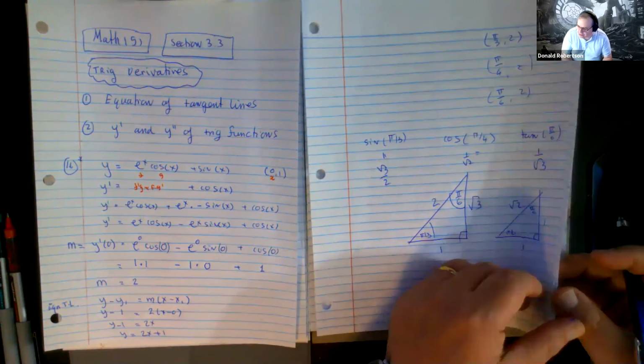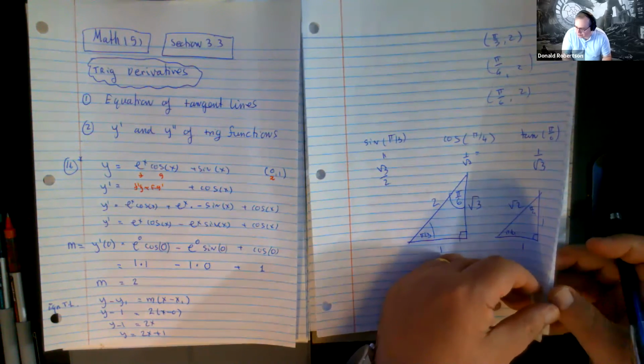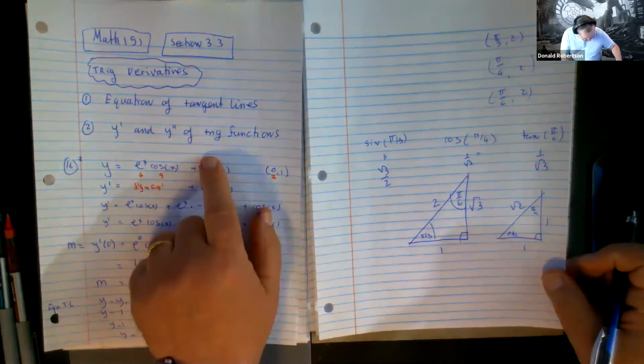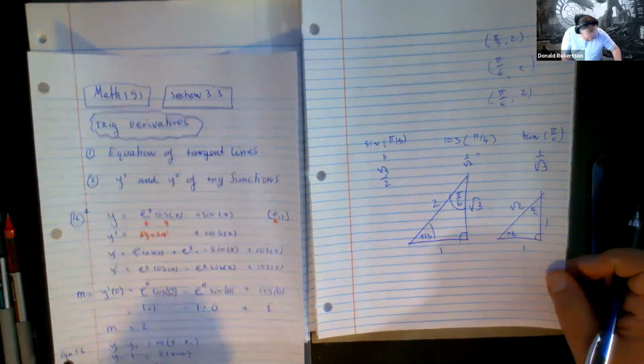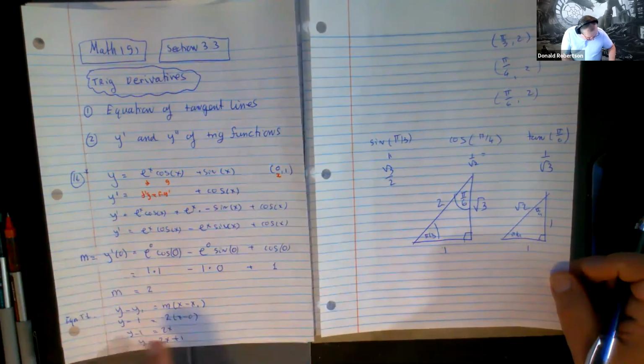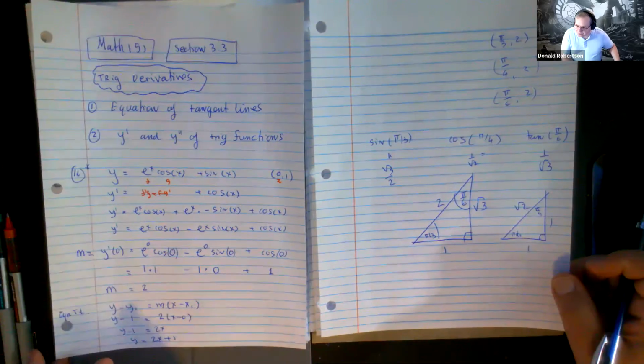Are we good with the equation of the tangent line process? Because we've done it in other circumstances. So I'm not really changing the process. Find the derivative, evaluate it at this number 0, and then use the point slope equation.